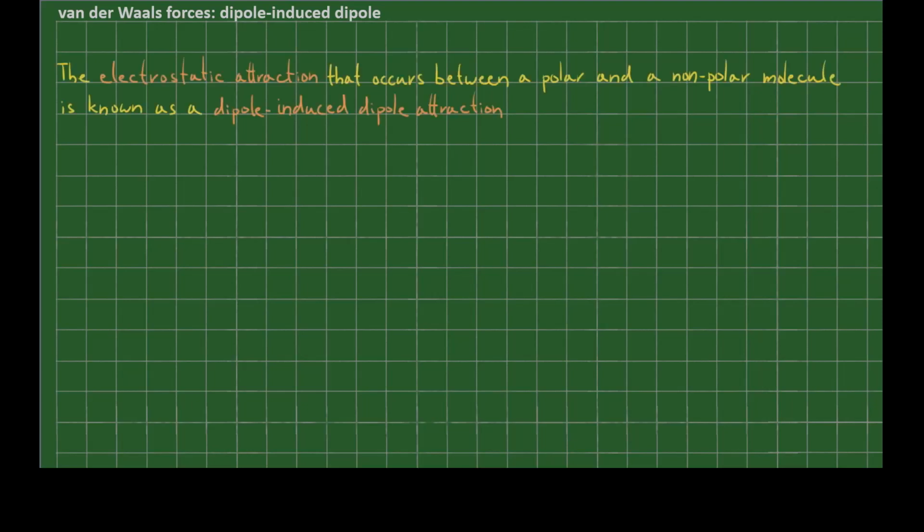In particular, I want to explore the dipole-induced dipole attractions. This is an electrostatic attraction that occurs between a polar and a non-polar molecule. It is also sometimes classified as a London dispersion force. How does it work and what does it look like? I am going to use water and oxygen as an example. Water is a polar molecule and oxygen is a non-polar molecule.